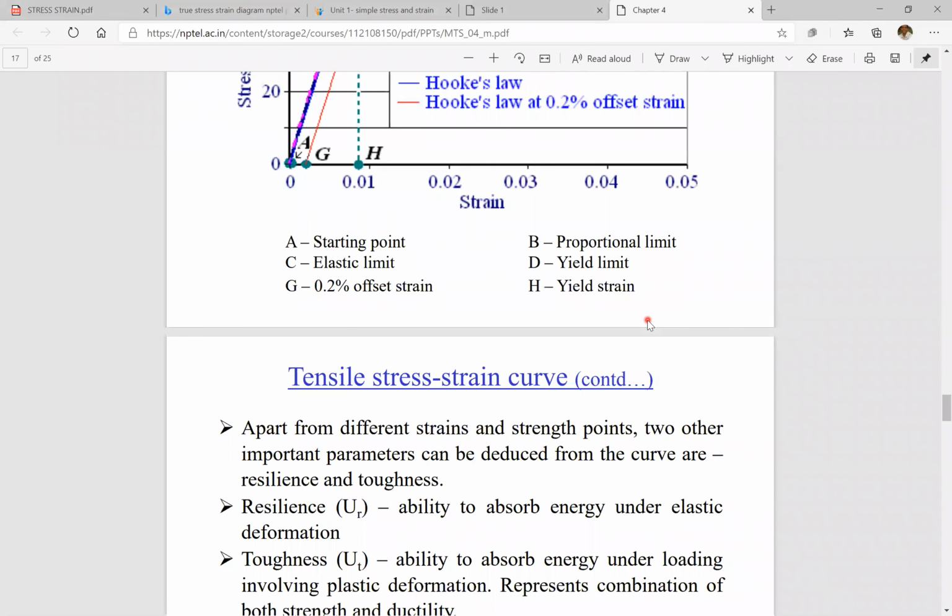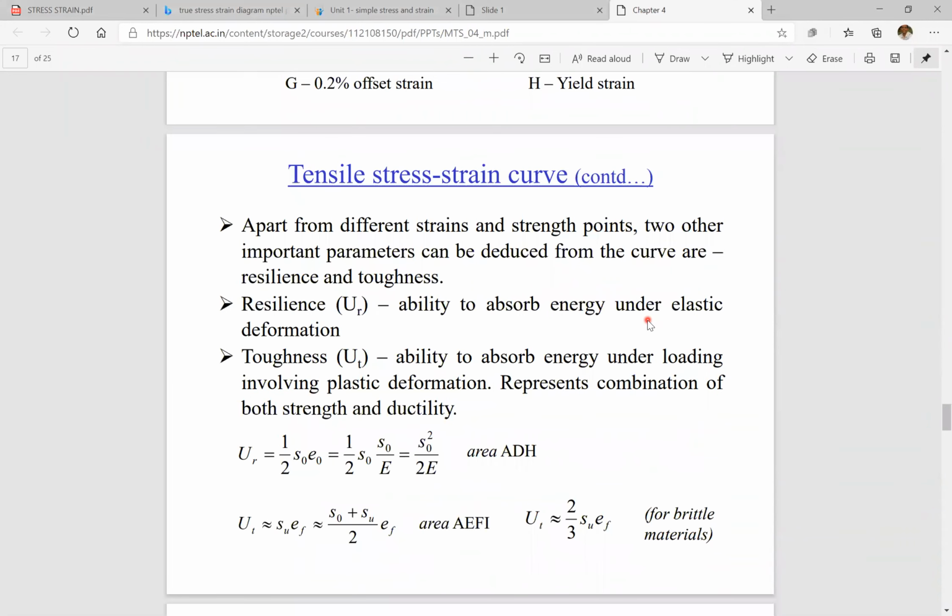So apart from different strengths and strength points, two other important parameters can be deduced from the curve: the resilience and the toughness. You are all aware of these two terms. Resilience is the ability to absorb energy under elastic deformation.